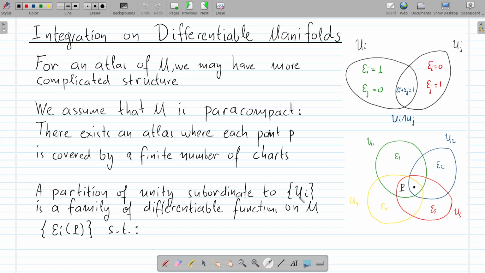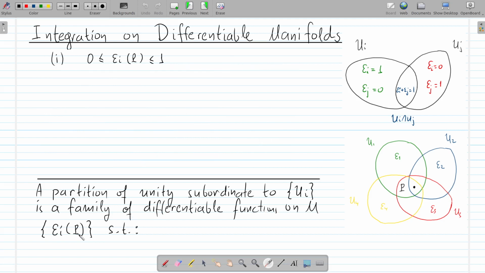So if we have such an atlas, where the number of sets can be infinite, we define a partition of unity subordinate to the atlas to be a family of differentiable functions on the whole manifold, epsilon i for every point P. Now, these functions have to have the same properties we had for the two sets, ui and uj, but generalized now to any number of charts. So all those functions here must be nowhere negative.